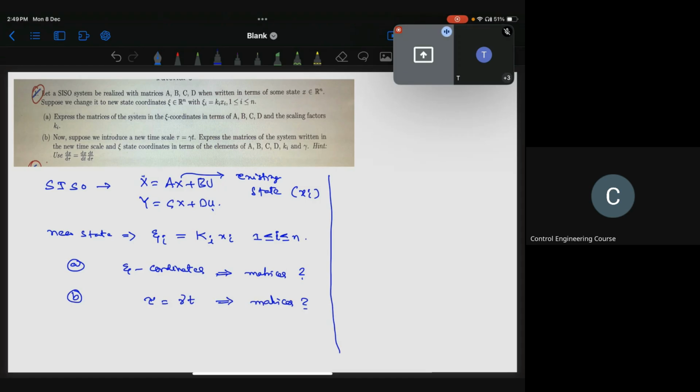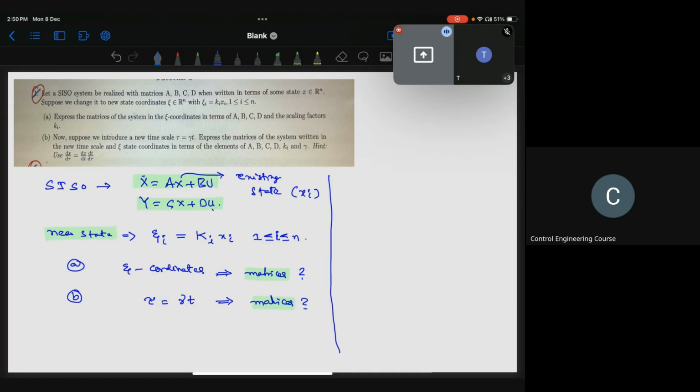Our initial system is given as a single input single output system, which we can represent using two equations: x dot equals Ax plus Bu. Then the state has been transformed to a new state zeta i, with the relation zeta i equals ki xi. Then find the matrices in the zeta coordinates, and find the matrices when there is a scaling in time. So let's solve this problem.